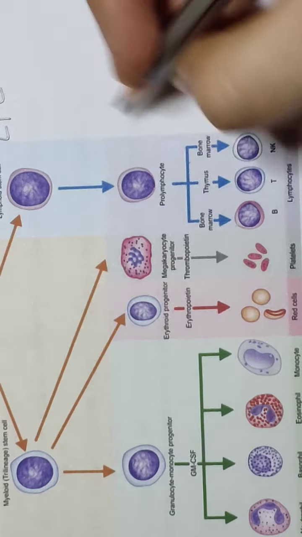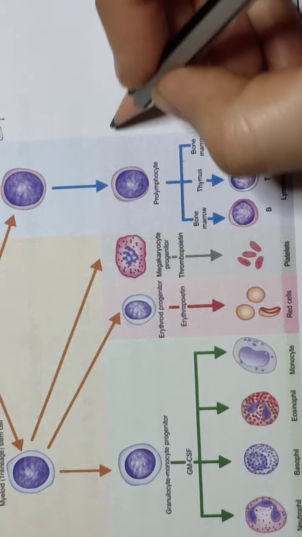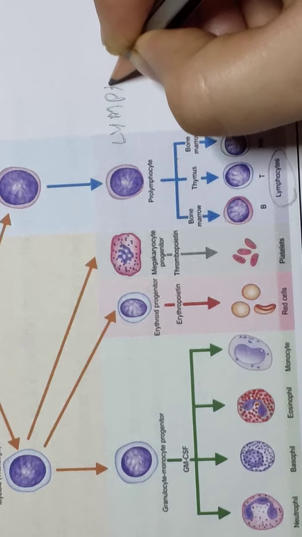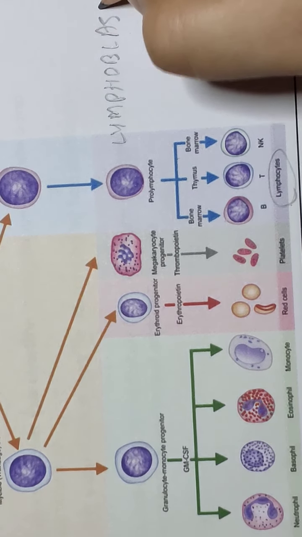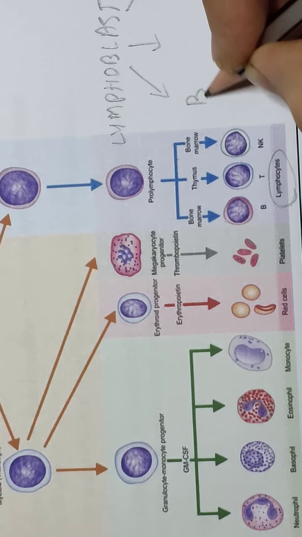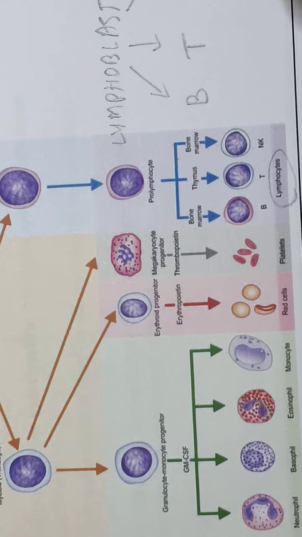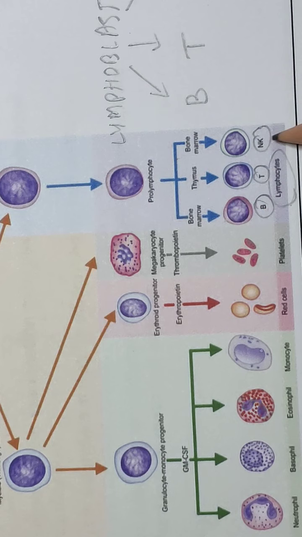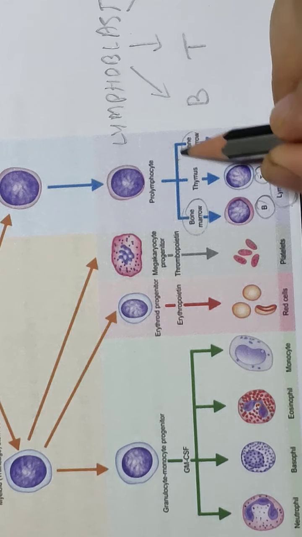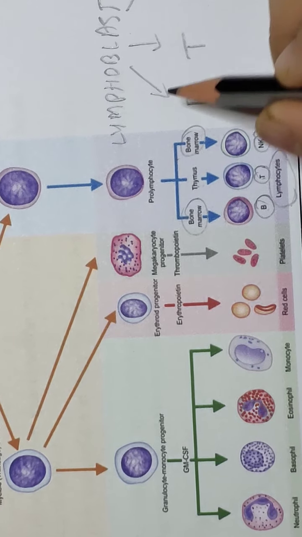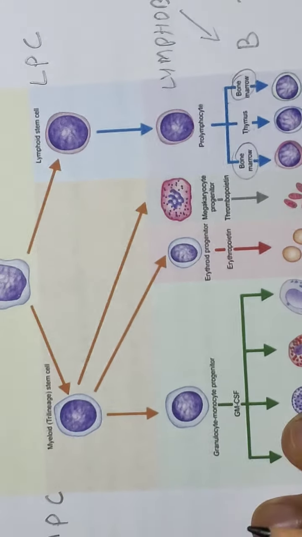Lymphoid progenitor cell will give rise to lymphoblast first. These lymphoblasts will then differentiate into B lymphocytes, T lymphocytes and natural killer cells. So you can see B lymphocytes, T lymphocytes and natural killer cells. B cells and natural killer cells are found in the bone marrow, while the T lymphocytes are found in the thymus, hence the name T for thymus.